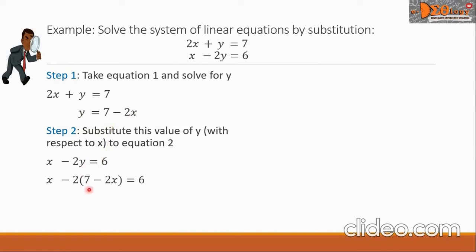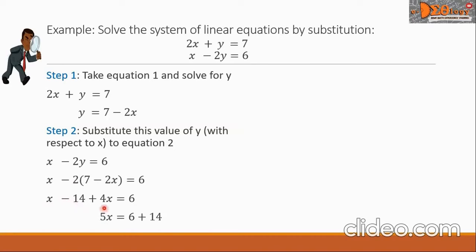We distribute the negative 2 times 7, and also the negative 2 times negative 2x. So on the next step, we have x, and then negative 2 times 7 is negative 14. Negative 2 times negative 2x is positive 4x, equals 6 on the right side. Let us simplify further. This x and 4x can be combined, and the negative 14 we will transpose to the right side, so it becomes positive 14.